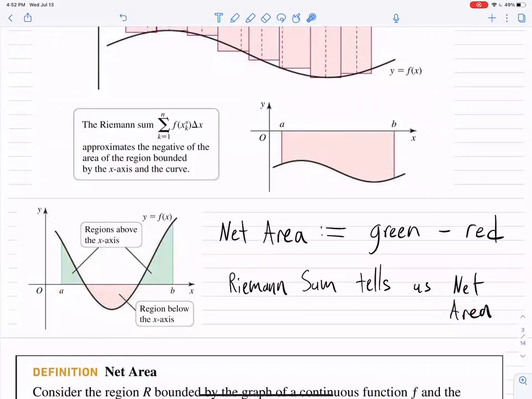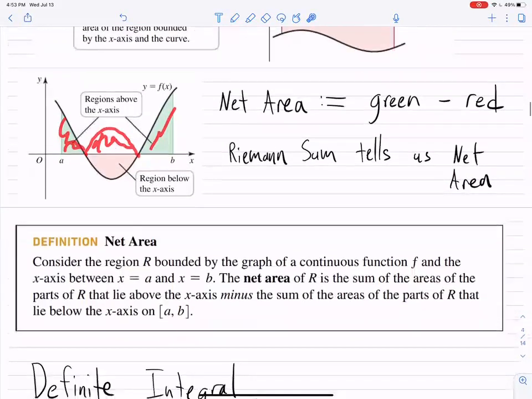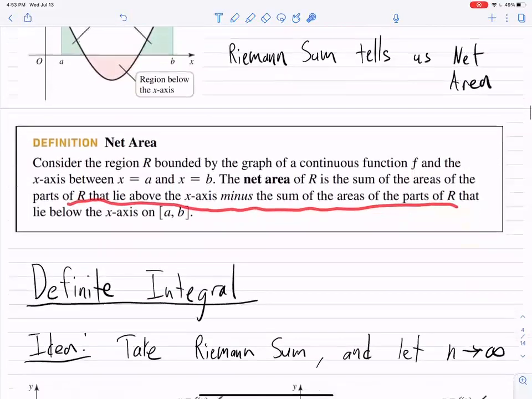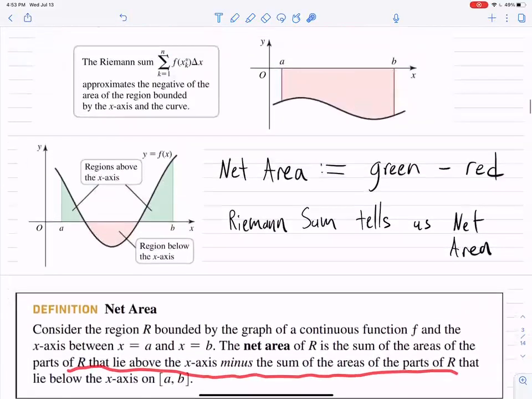What that means is, for instance, if you have negative velocity, you're going in the opposite direction. So the net area would be your total displacement, because you went in the positive direction, then you went backwards, then you went back in the positive direction. It would tell you where you ended up. Whereas if we brought this up here and made everything positive, that would be total distance traveled. So net area is going to be the sum of the parts of R that lie above the x-axis minus the sum of the areas that are below. And so that's what net area is.